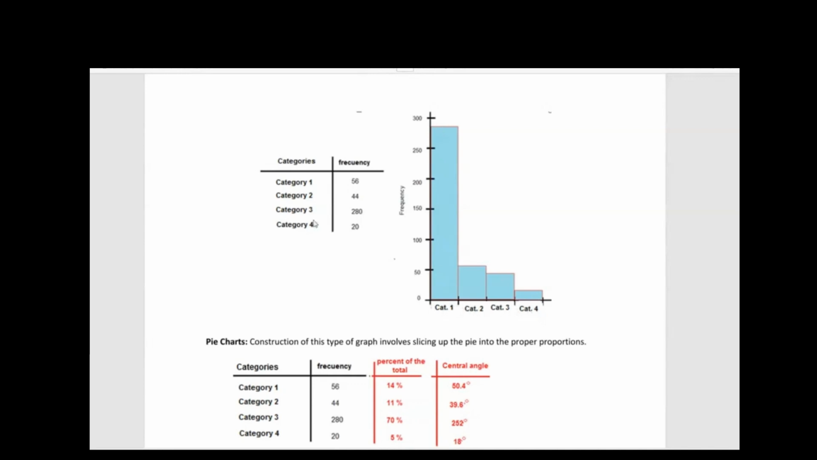Because in the histogram, the frequency of the category 1 is only 56. So the category that have a frequency of 280 is the category 3. So this here is category 3. The next is category 1 that have a frequency of 56. The next is category 2 that have a frequency of 44. And the next is the category 4 that have a frequency of 20.